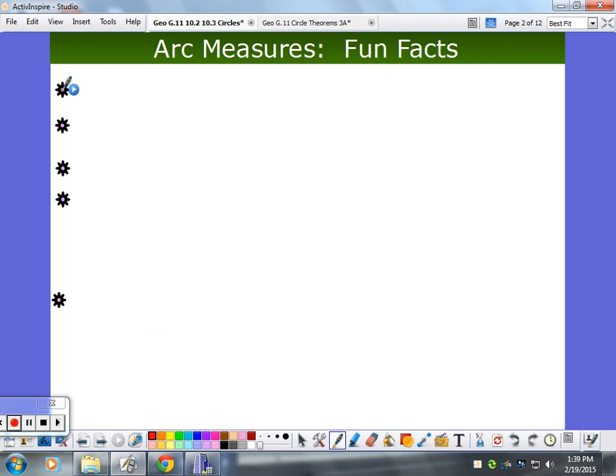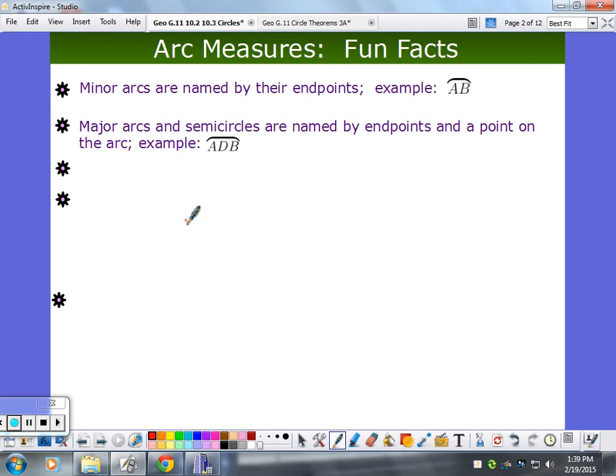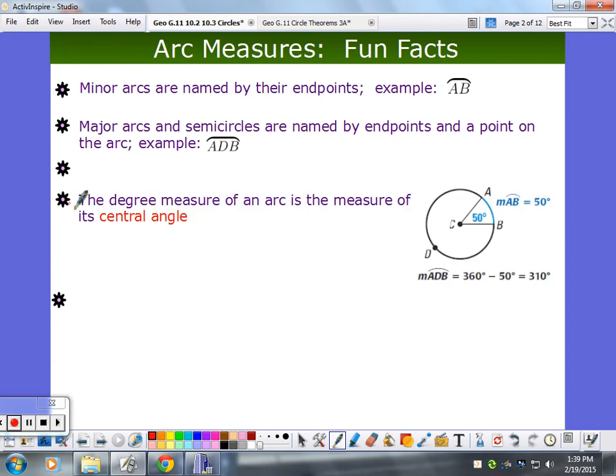Fun facts. Ready for some fun facts? It's all fun facts. A minor arc, we name them by their endpoints. And this little symbol here signifies that we're talking about an arc. So this is minor arc AB. We just talk about their endpoints. A major arc and semicircles are named by the endpoints, but also a point in between them on the arc. So if this is circle C, the minor arc is AB. But the major arc is ADB, going all the way around.